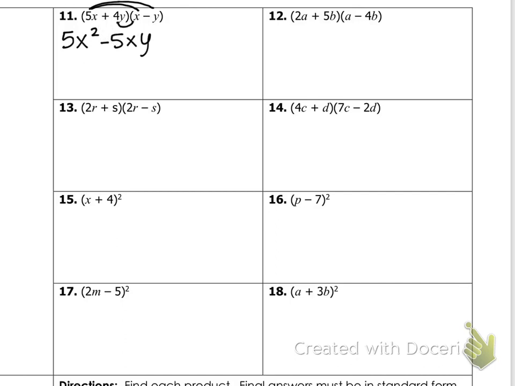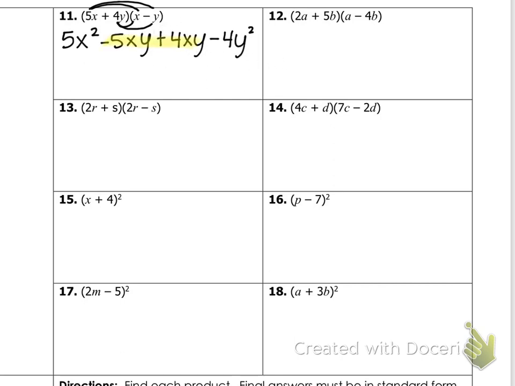Now we're going to multiply 4y times x, which is 4xy. I always put these in alphabetical order. So see how you have x times y? Just put them xy. And then you see how you have y times x? Still make them xy because you want to put these in alphabetical order. And then 4y times negative y is negative 4y squared. 4 times negative 1 is negative 4, and then y times y is y squared.